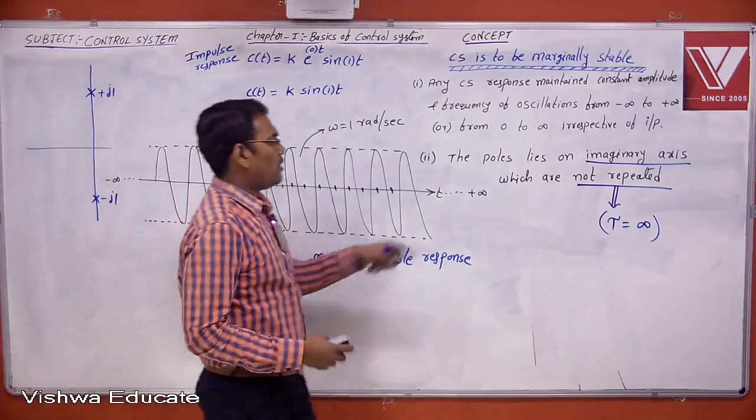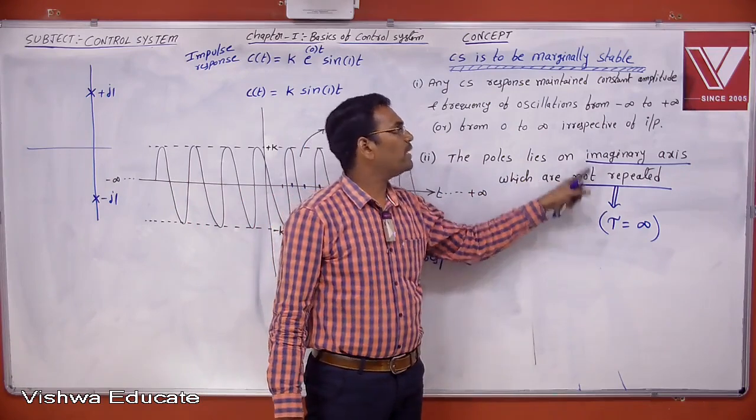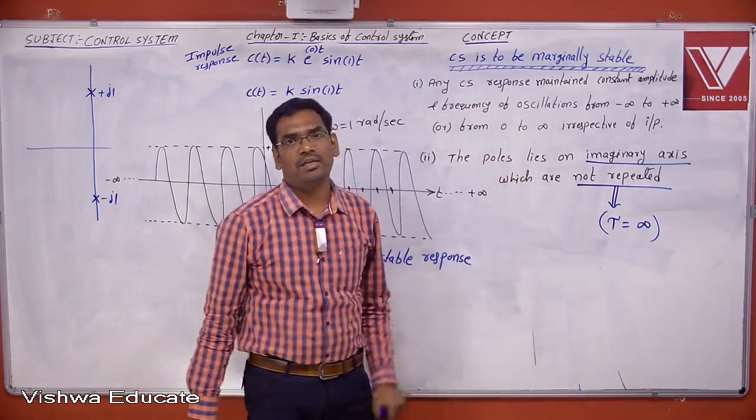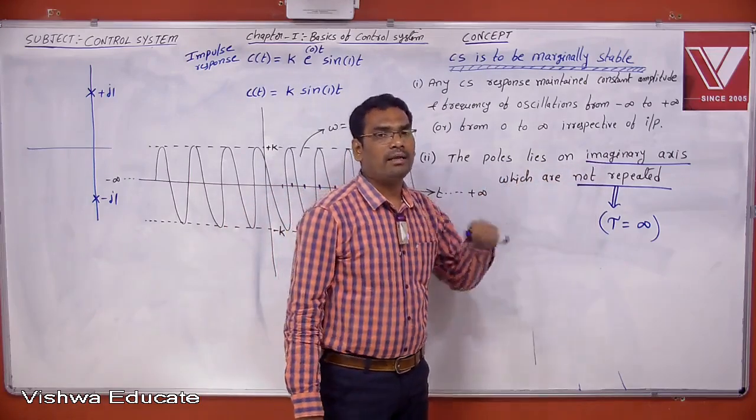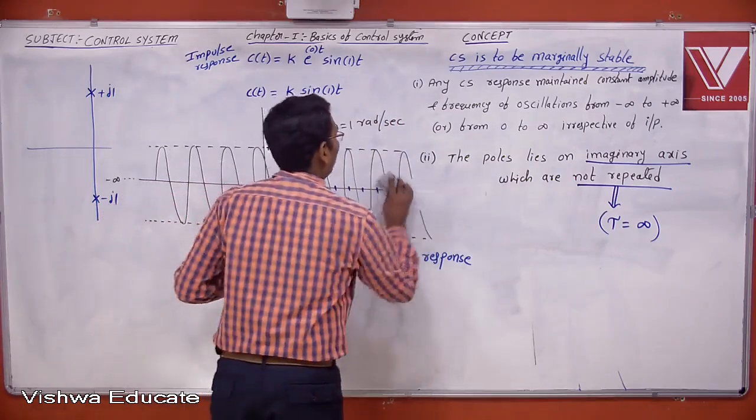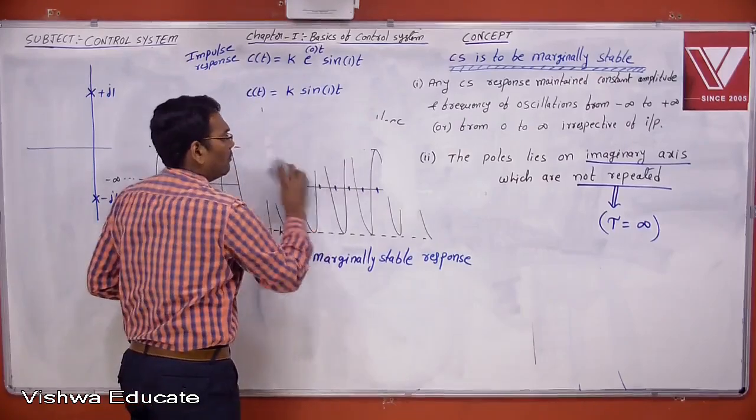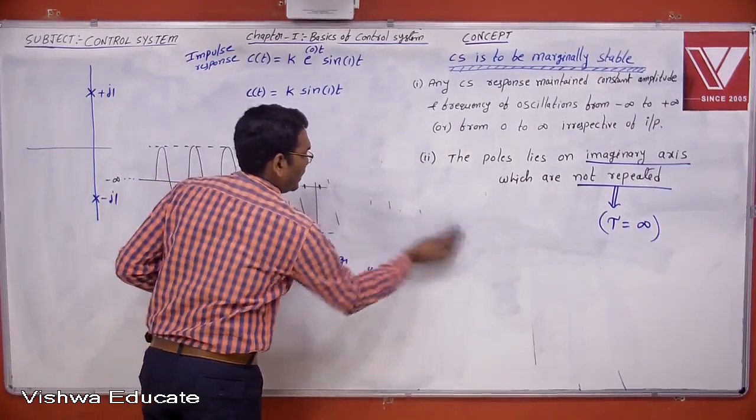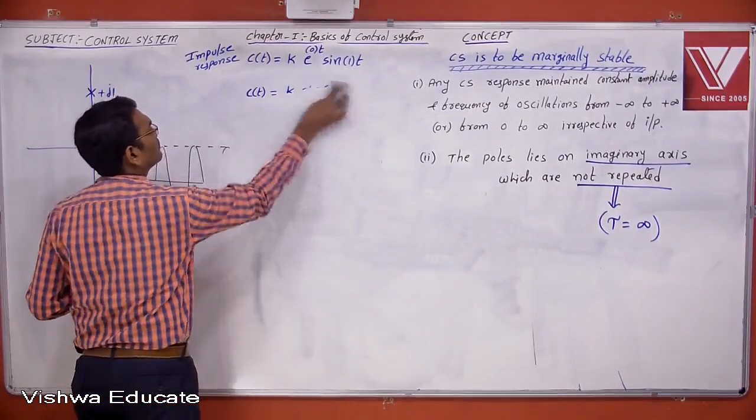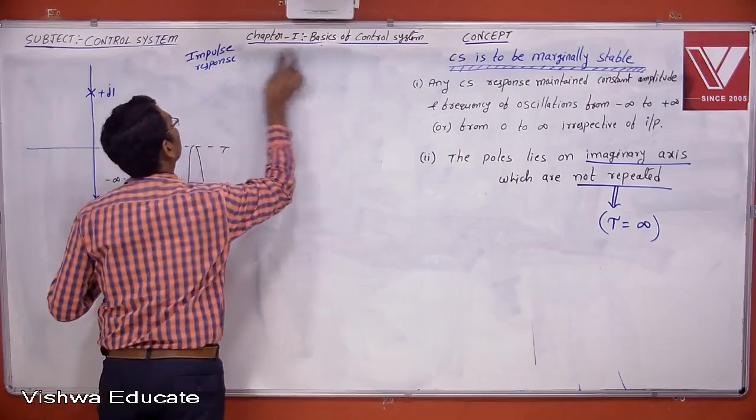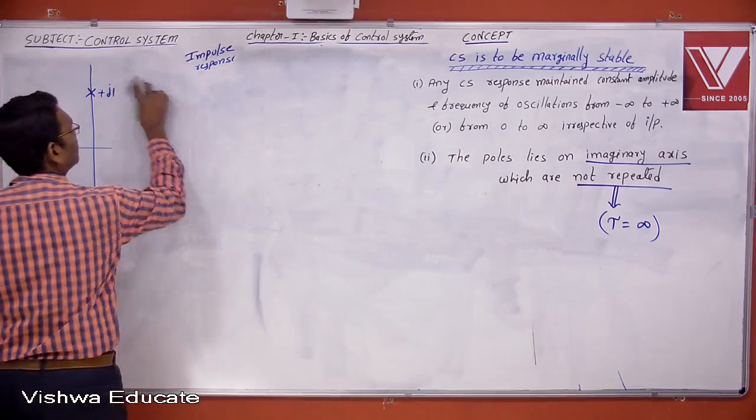Now see here, I am writing that if the poles lie on the imaginary axis and are not repeated, then only the system is marginally stable. Sir, if the poles lie on the imaginary axis and are repeated, what happens? That we will also see. If the poles lie on the imaginary axis which are repeated, then we will see what happens. That possibility also we will now discuss.